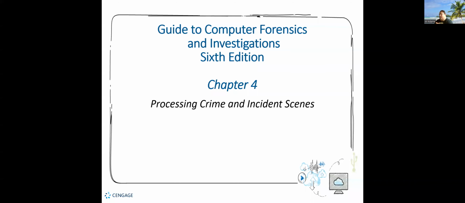All right, guys. Welcome to Unit 4, Part 1, Processing Crime and Incident Scenes. Part 2 will be for the following week of the 30th. So don't worry, I'm only going about 30, 35 slides in of 71. This shouldn't be too heavy, I hope, for this week. It won't be too crazy.